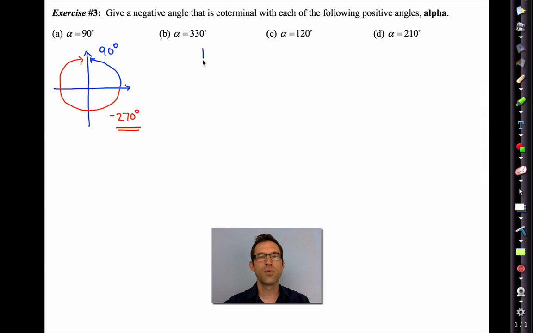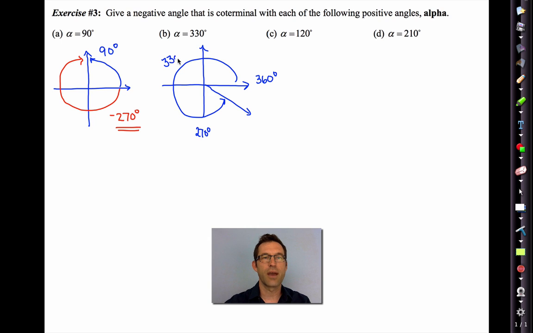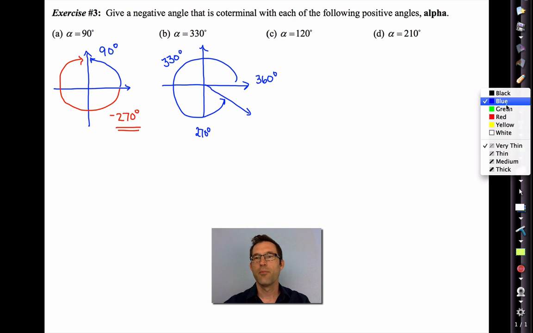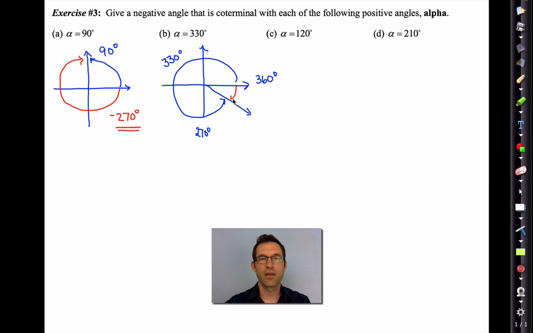All right, let's do one more together and then have you do the other couple on your own. 330, well, 330 is bigger than 270 and less than 360. So 330 must look something like this, right? This is a 330 degree counterclockwise rotation. But that means this thing has to be the simplest negative rotation. So you could always just do 360 minus 330, 30 degrees, but then the answer would be negative 30 degrees because we're rotating clockwise.